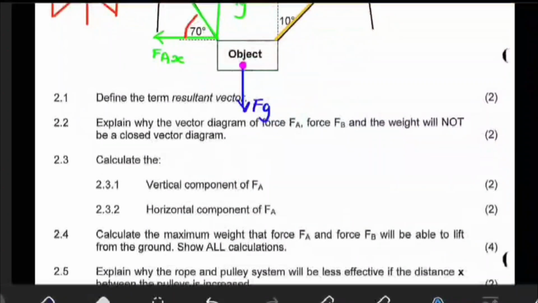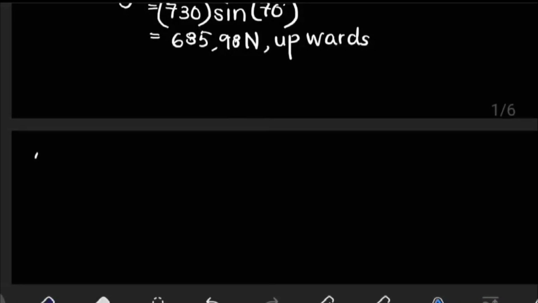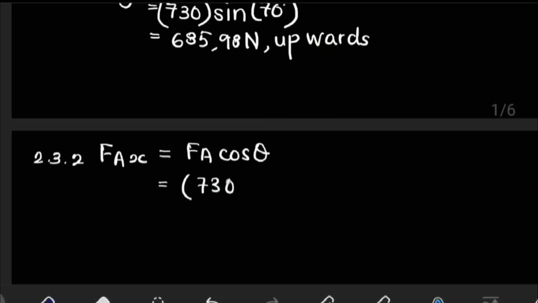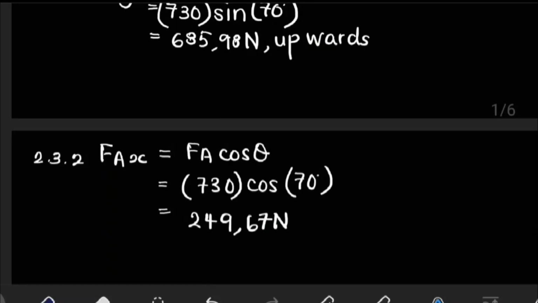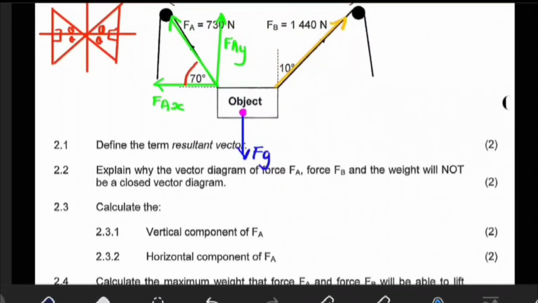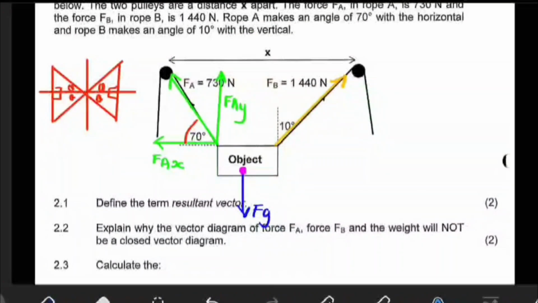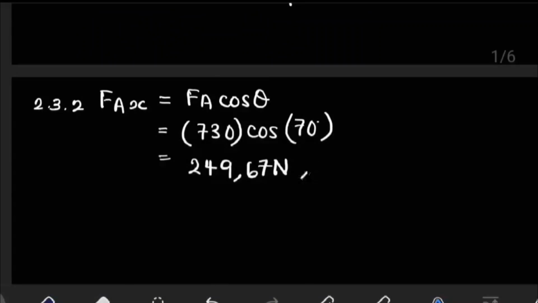And then 2.3.2, we need the horizontal component. So horizontal component is going to be Fax, and your formula is Fa cos theta. So Fa was 730 newtons, theta was 70 degrees. So here we get 249.67 newtons. And just referring back to the diagram so that we can get direction, Fax pointed to the left, or it would be west if you're using compass directions.